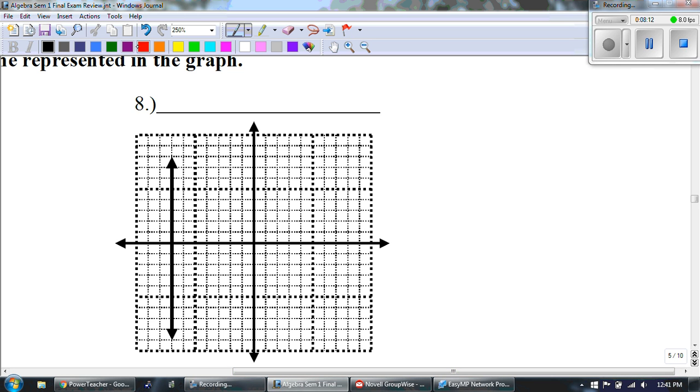Okay, number 8, this is a vertical line. It's a special case, and vertical lines are always x equals. And what does x equal? Yeah, x equals -7.